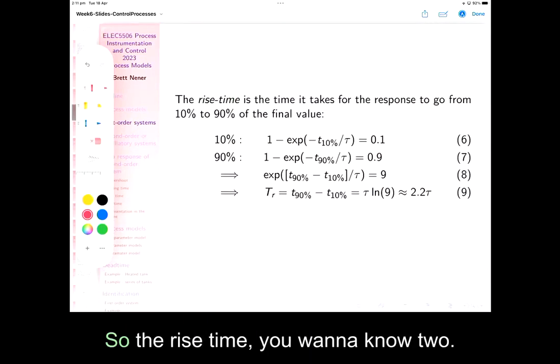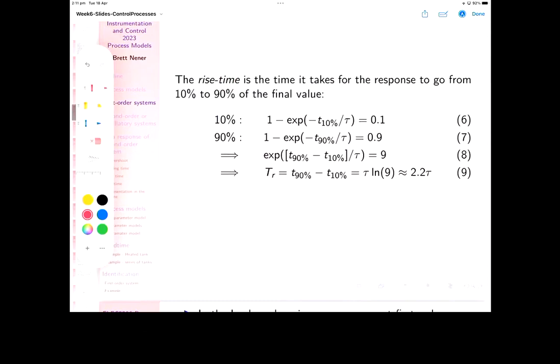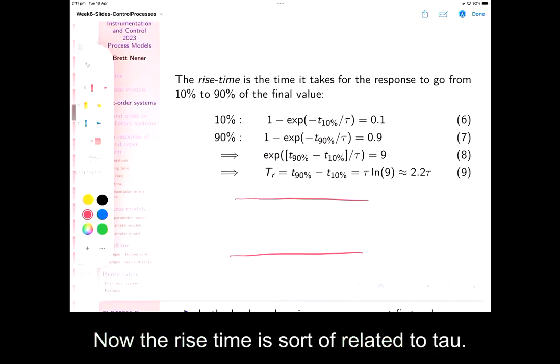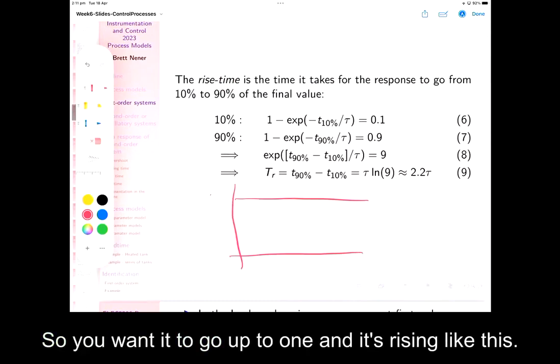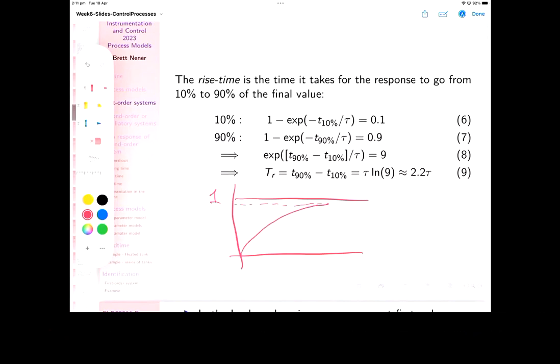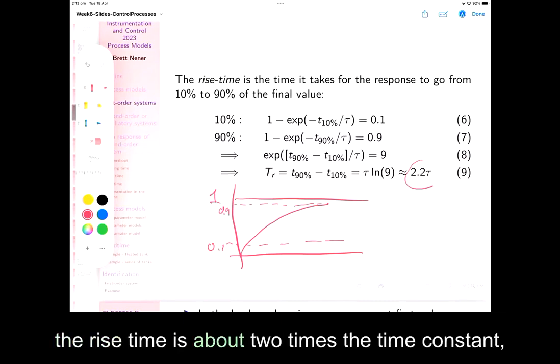Okay, the rise time. You want to know that too. Now the rise time is sort of related to tau. You want it to go up to 1, and it's rising like this. The question is, how long does it take for the response to go from 10% to 90%? And that's the rise time. So if you do a bit of algebra, the rise time is about 2 times the time constant, 2.2.